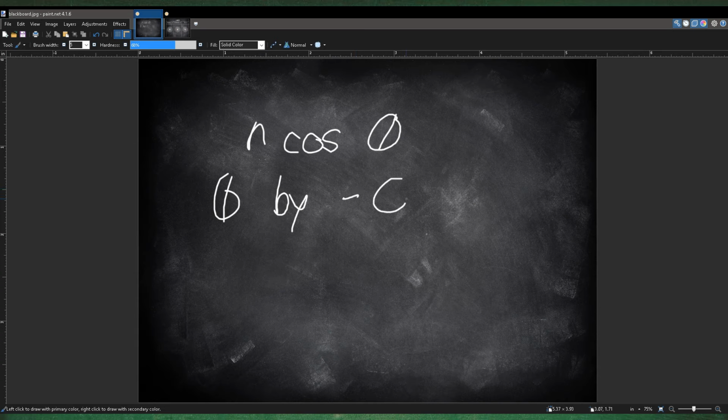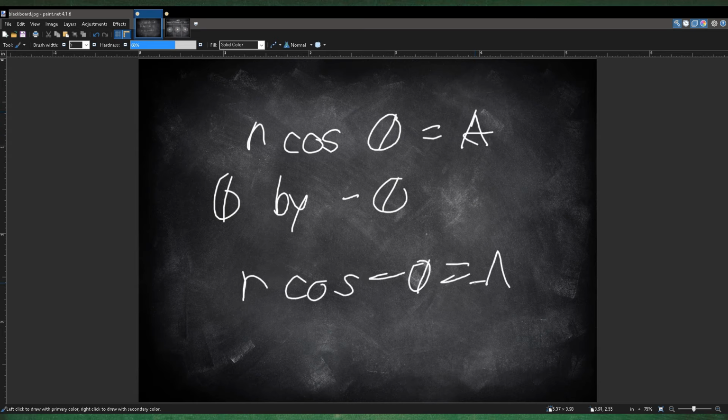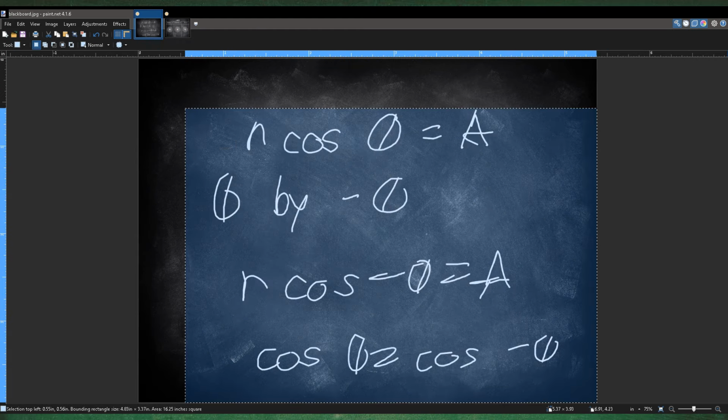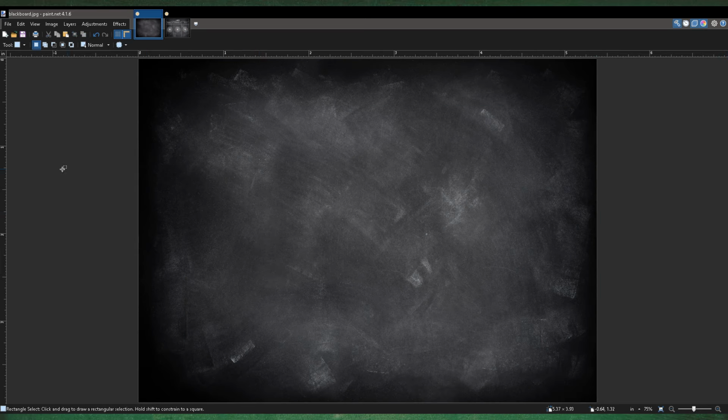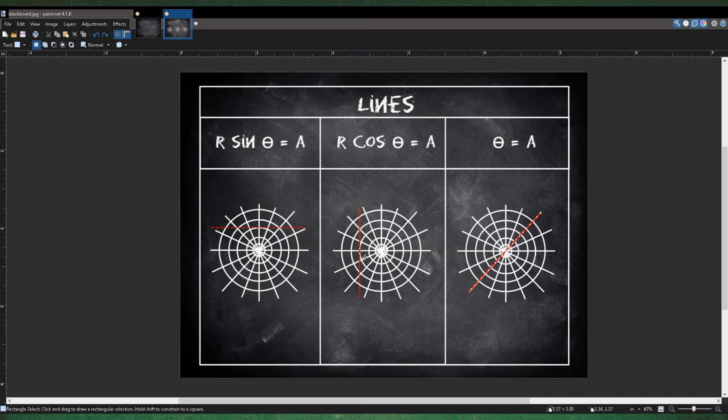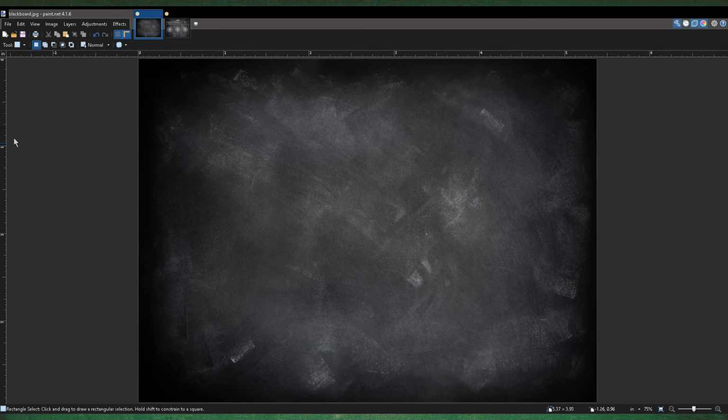So if you replace theta by negative theta, r cosine of negative theta is equal to a. One of the basic trig identities is the even-odd identity. They say cosine of theta is the same thing as cosine of negative theta. So the r are the same, and this equation would be the same as this equation. That's why it passes the first symmetry test, and it gives you the symmetric property over the polar axis. So basically, that's how it works.